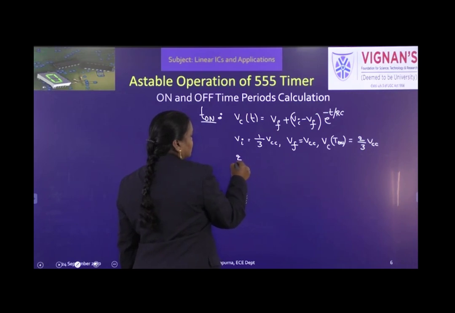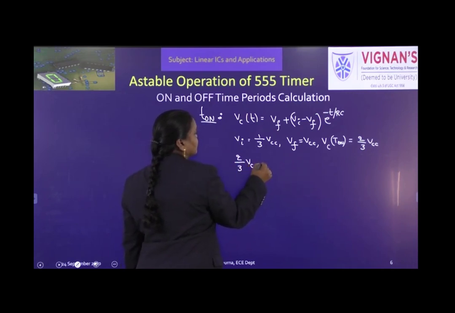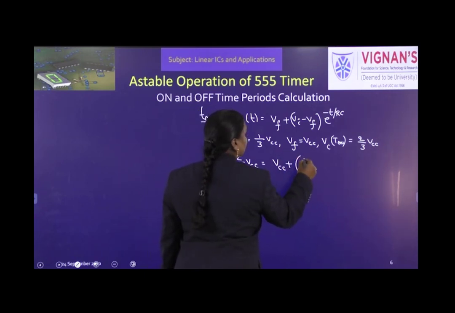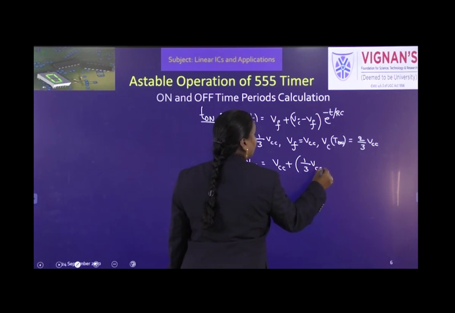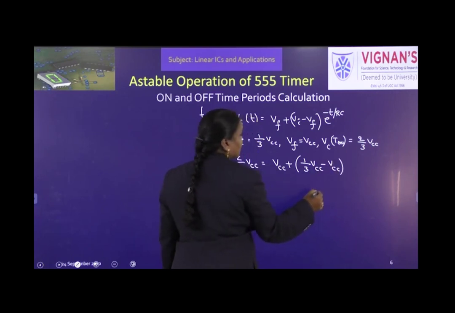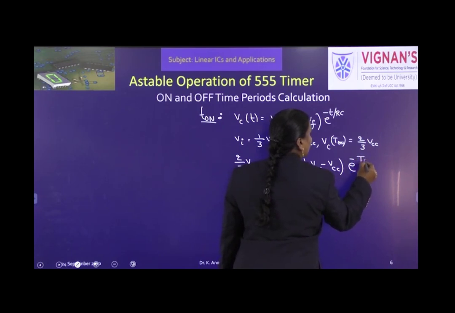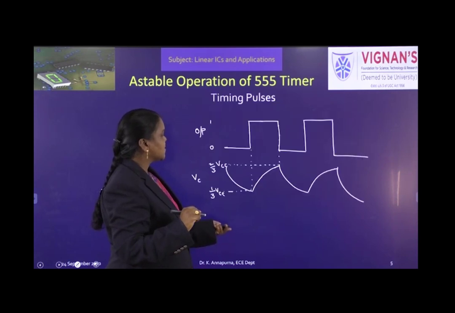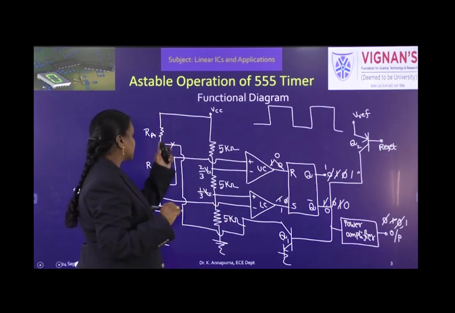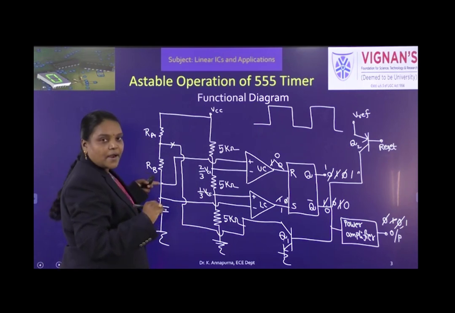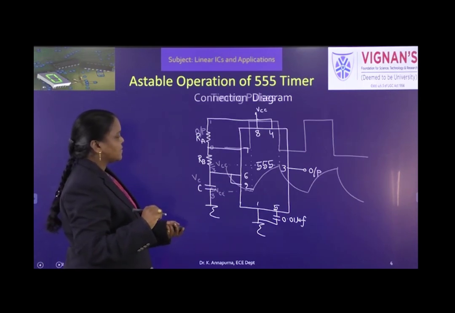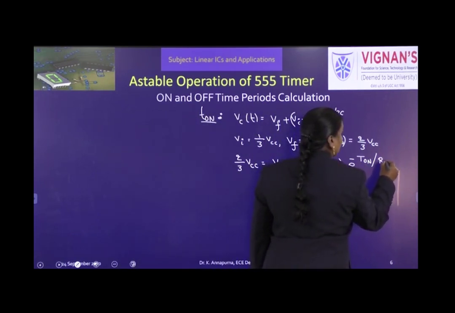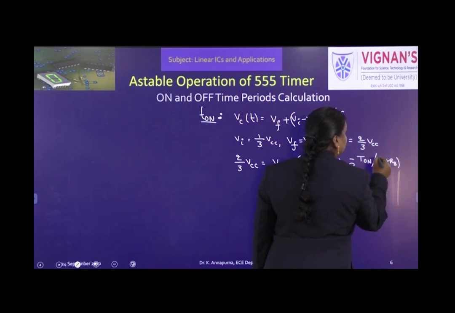Then 2/3 VCC is equal to VCC plus, what is initial? 1/3 VCC, minus VCC, final is VCC, into e power minus T on by RC. What is RC? What is the charging resistance? See the diagram. What is the charging path resistance? Series combination of RA and RB. That means RA plus RB. And the capacitor name is C on.